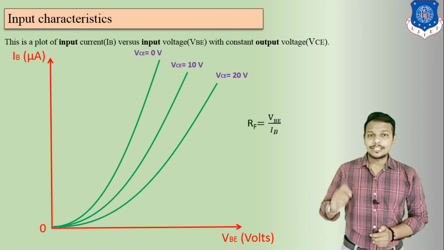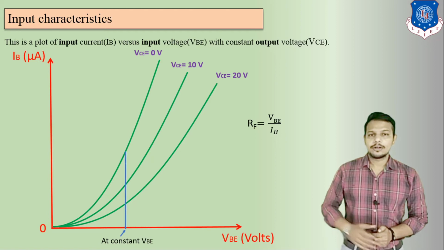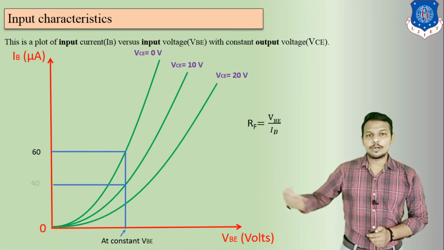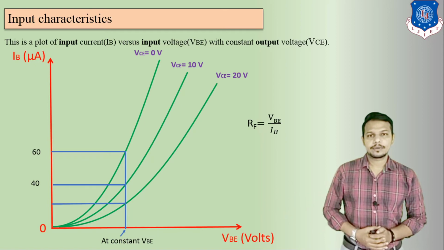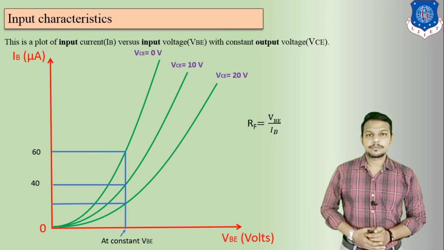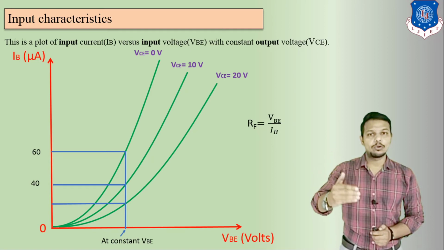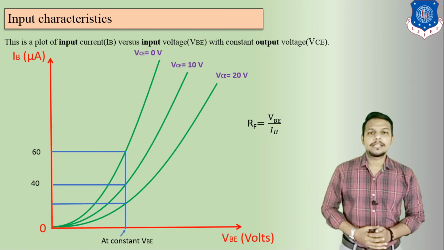Now at a fixed value of VBE, at this point, your IB's value is different. First we take VCE equal to 0 volt; at this time your IB is 60 microampere. If VCE is equal to 10 volt, then IB is 40 microampere. If VCE is equal to 20 volt, then IB is 20 microampere. So if we increase VCE's value, then IB's value decreases: first VCE equal to 0 gives IB equal to 60 microampere, then VCE equal to 10 volt gives 40 microampere, and lastly VCE equal to 20 volt gives 20 microampere.